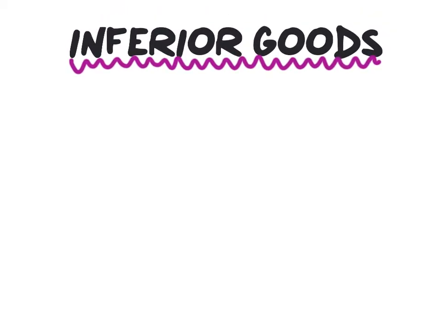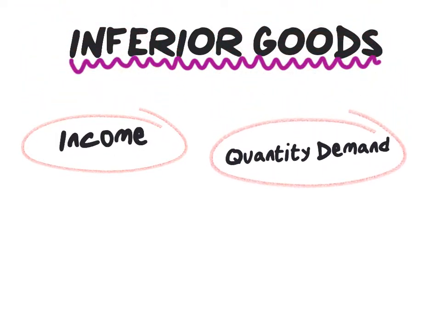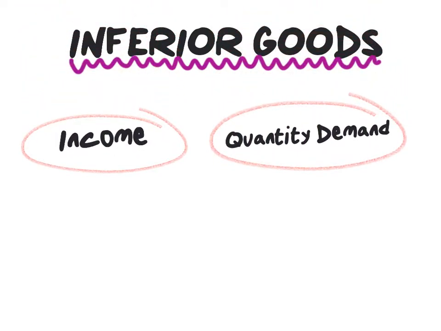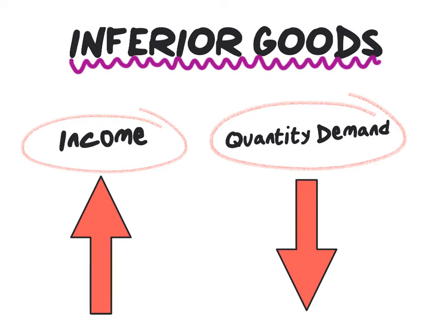For inferior goods, this is however not the case. Inferior goods are also classified by looking at the relationship between income and quantity demand. However, for inferior goods, if income increases, the quantity demand will decrease.